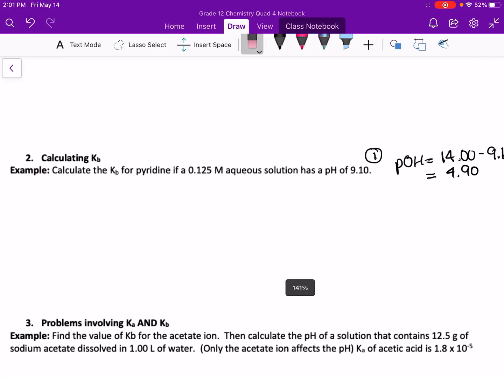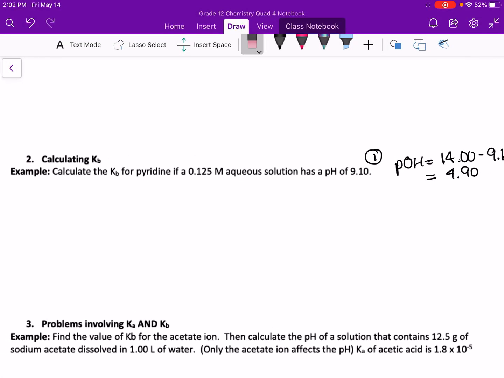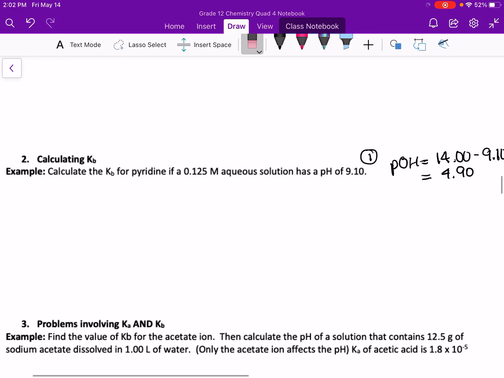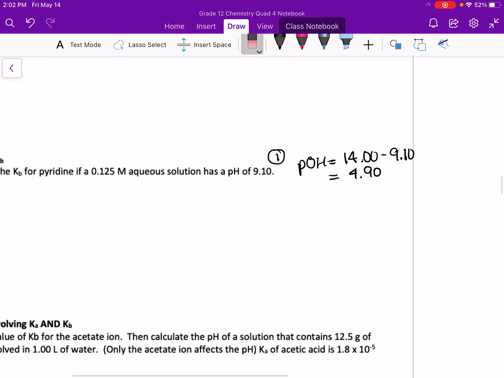In this example, we're going to be calculating our Kb, our dissociation constant for our base of pyridine, if it starts with 0.125 moles per liter and its pH is 9.10. From here, we can calculate the pOH and then use the pOH calculated to get our hydroxide ion concentration. We have 10 to the negative 4.90.